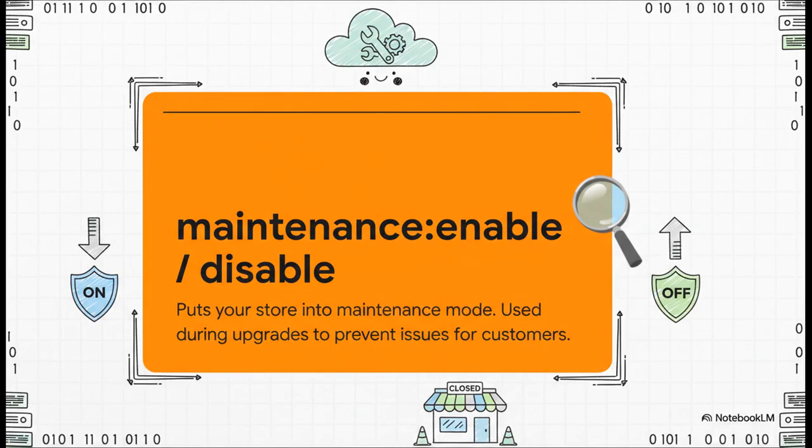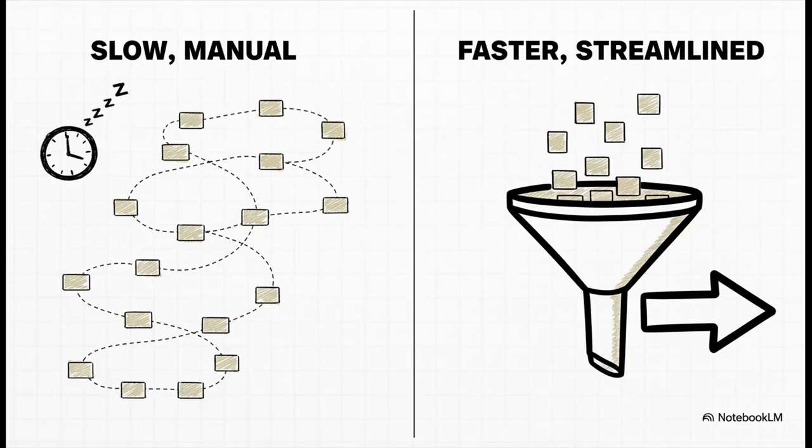And finally, a quick shout out to the maintenance commands. Toggling maintenance mode on before a big deployment is just smart. It shows customers a nice little "we'll be right back" page, which stops them from placing orders or hitting weird errors while you're in the middle of an update. And then, of course, you disable it when you're done. So there you have it. That's our list of essential commands.